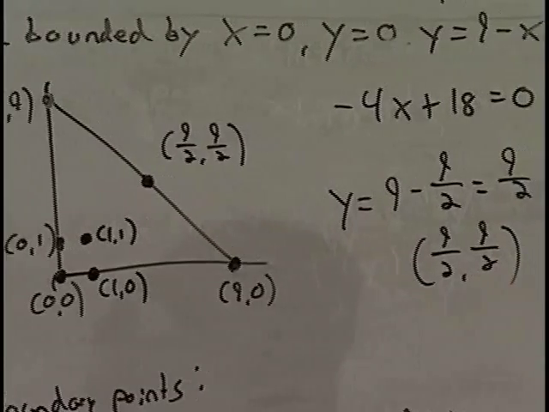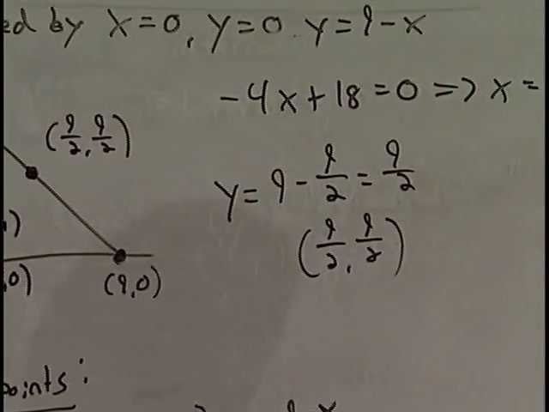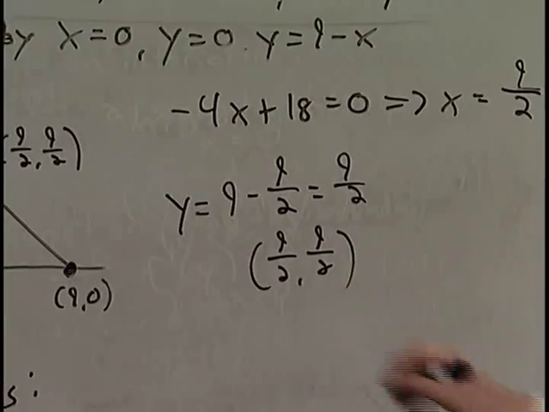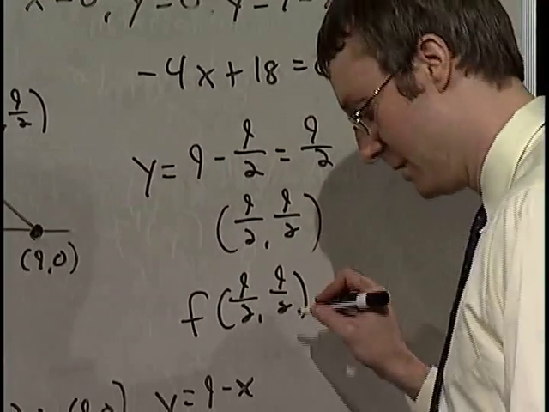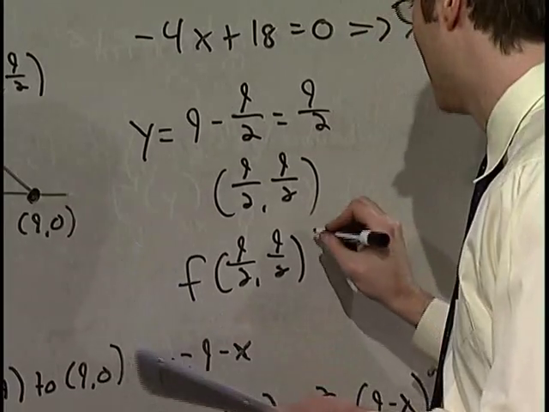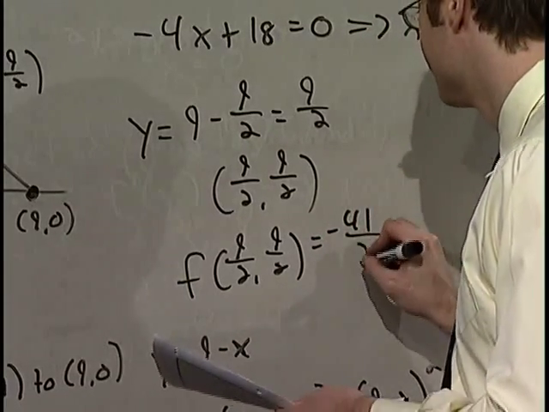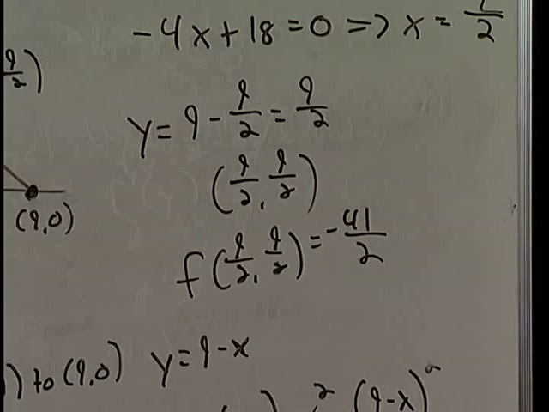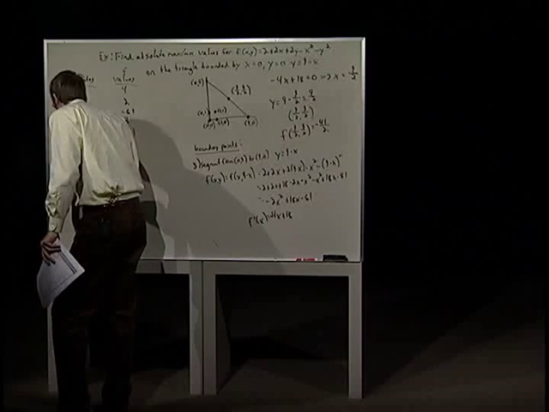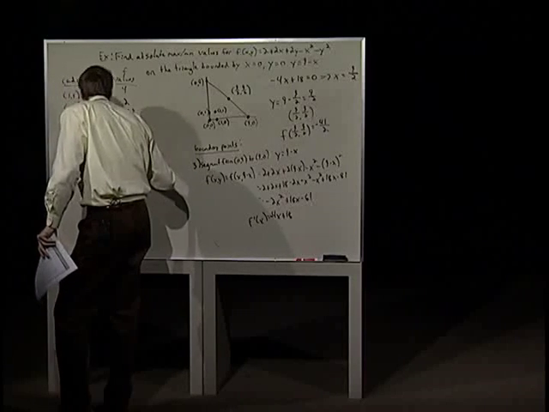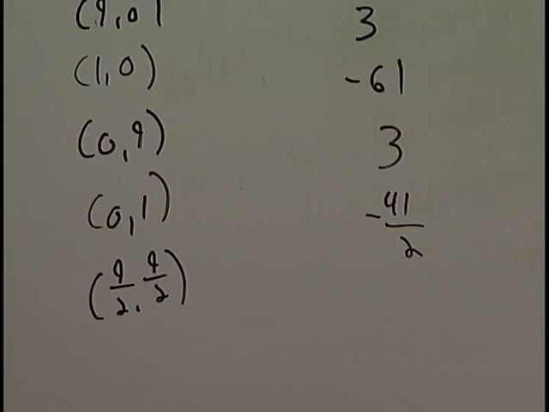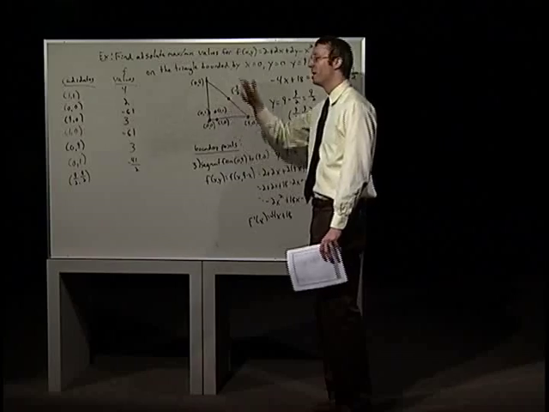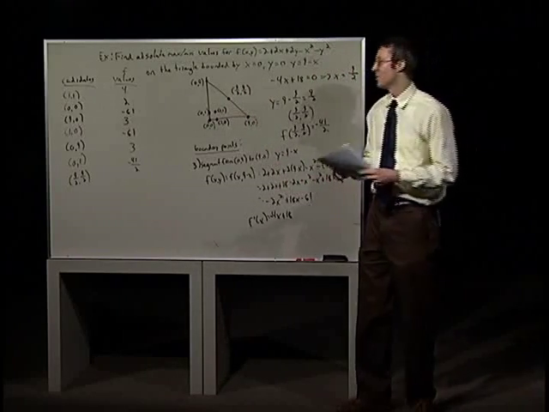Okay? And the question is, what is its value? Well, you can plug those in to that function or that function. It doesn't really make a difference. But you plug them in, and you get f of 9 halves, 9 halves. What have I got here? Negative 41 halves, right? So that's our very last candidate. So we have 7 possible candidates, 3 endpoints, 4 critical points, 1 interior, 3 on the boundary, right?